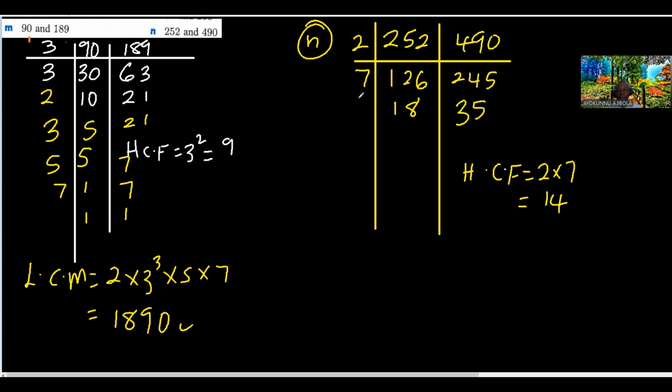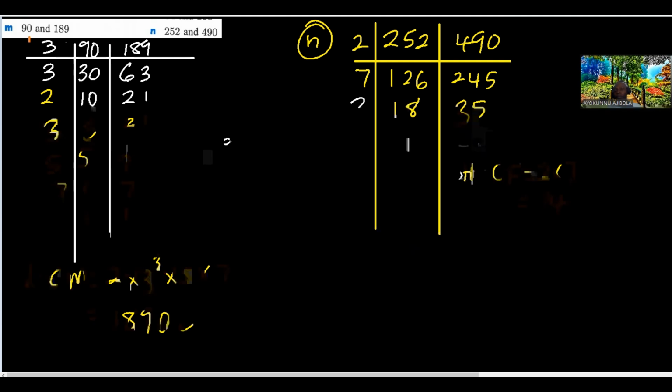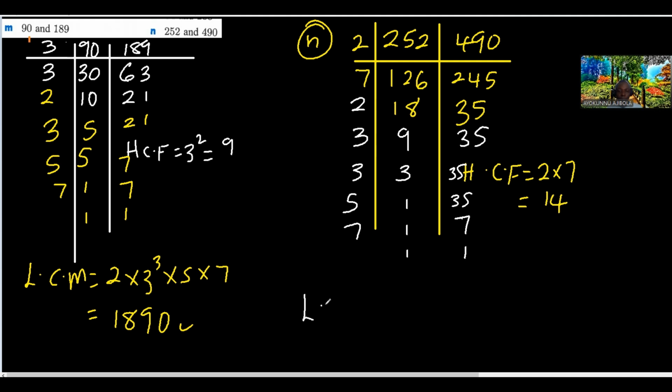So for the LCM, we'll proceed for them. We can use any number that can divide each one of them. So 2 can divide this one, that's 9. This is still 35. 3 can divide this one, that's 3. It's still 35. Then 3 here, that's 1, this is 35. Then this here is 5. So 1 here, that is 7. And 7, that's 1.